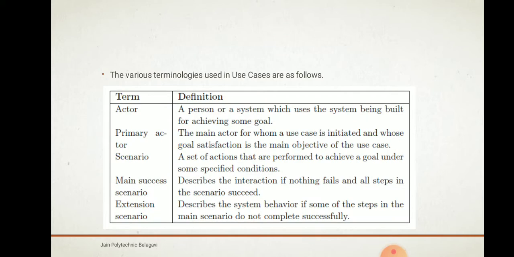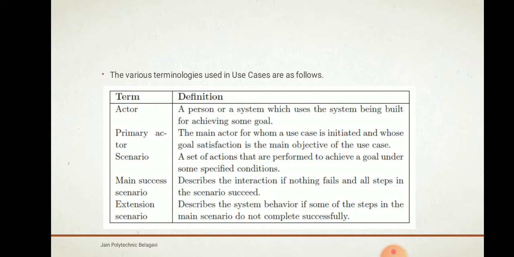Now the various terminologies used in use cases are as follows. So there are some terms that will provide some functionality of how the product will work. Actor. So actor is a person or a system which uses the system being built for achieving some goals. Now in use case, an actor is nothing but a person who is using that system or using that software.